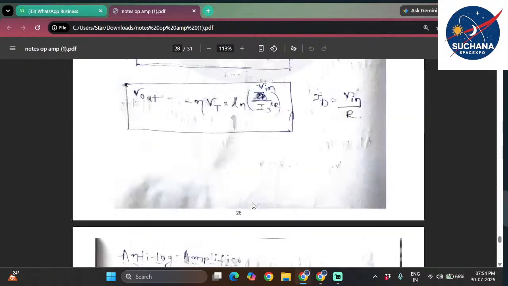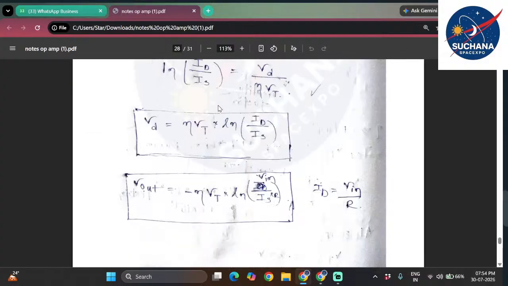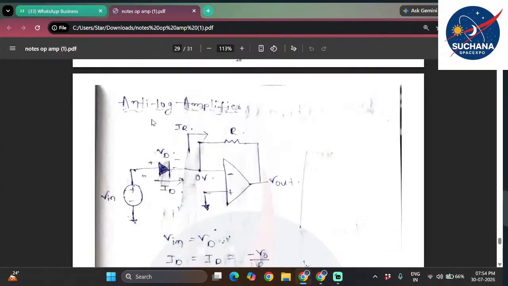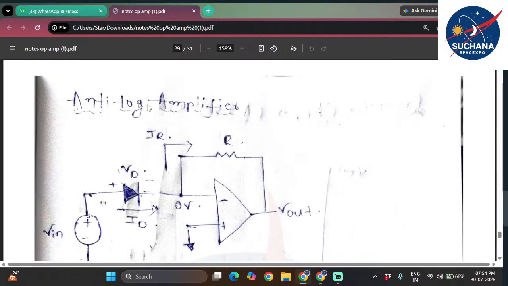So this is how an op-amp can be used for performing the logarithmic operation. So it is the logarithmic amplifier. Similarly, there is also an anti-logarithmic amplifier. So the op-amp can be used as an anti-log amplifier also.